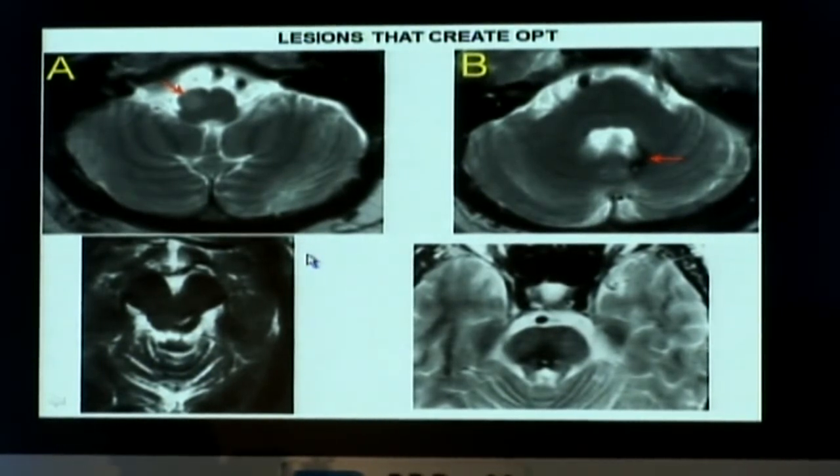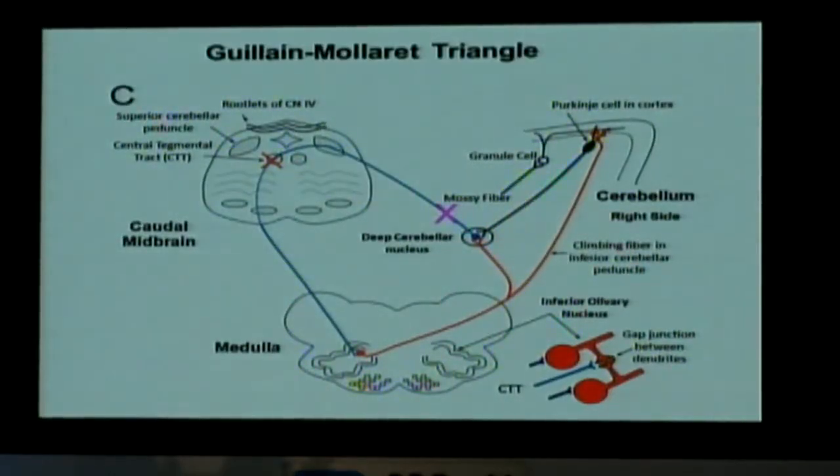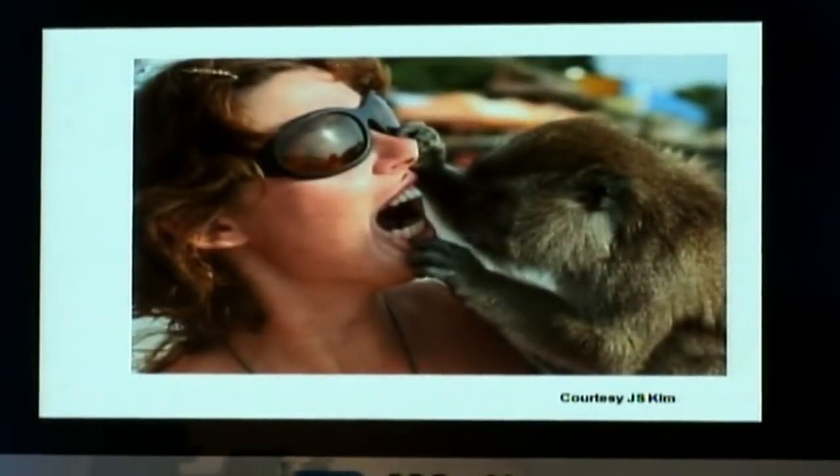Anybody remember what the name of that triangle is? Yeah, very good. It's the Guillain-Mollaret triangle. And cerebellum, and then up to the midbrain, down through the central tegmental tract into the olive, in the medulla, and then back to the cerebellum. Look in the mouth of every patient who's got pendular nystagmus. You'll see palatomyoclonus and you have a diagnosis. You'll know how to direct this patient's evaluation. All right, what's this?